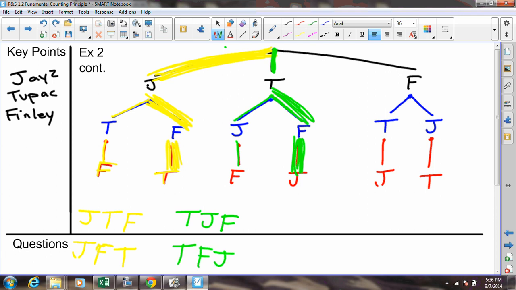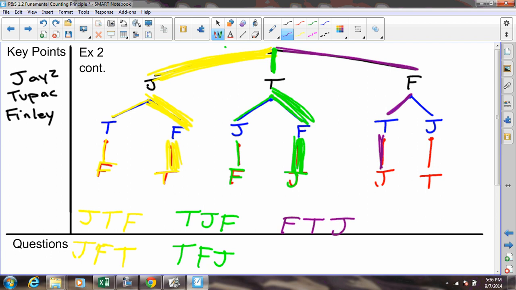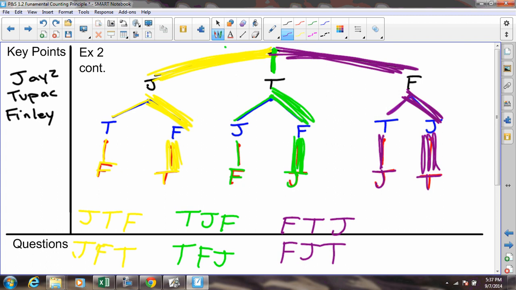And all the paths leading down to these ones are filled in, letting me know that branch is done. Now I'll have to go back off to this end, and I'm switching to purple here. So I'd have Finley, Tupac, Jay-Z, and Finley, Jay-Z, Tupac. Please note then that we have colored in all the different paths that lead down to the red, and so that covers up our entire sample space.